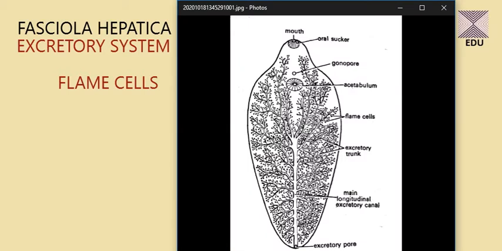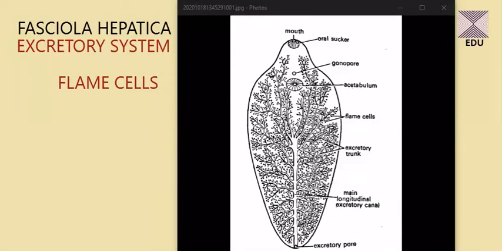First of all, we should know that the body of the Fasciola hepatica is leaf-like. If we go by this diagram, you can see that the Fasciola hepatica is somewhat flattened, a leaf-like structure if you go with the outline. And students, these are the flame cells. These small dot-like structures are all flame cells, the excretory cells which make up the urine at the individual level.